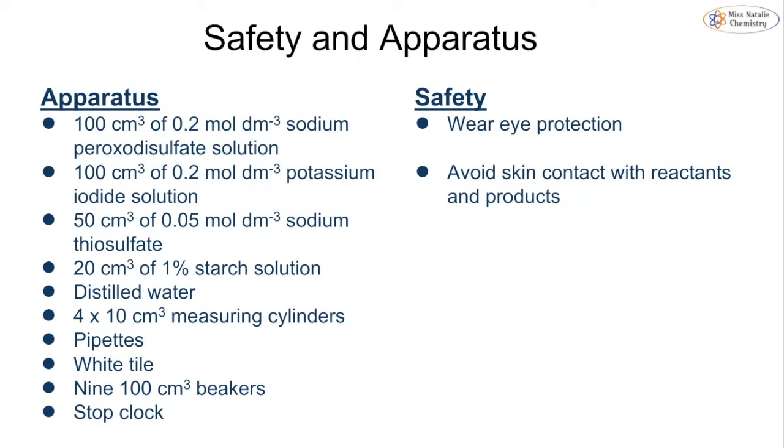So we're going to use a lot of the same overall apparatus as the titrimetric method, because we're using the same chemicals. So we have our sodium peroxodisulfate, our potassium iodide, sodium thiosulfate, our starch. This time though, we're going to be using measuring cylinders, pipettes, and we're going to be using 9 beakers. We have 9 different solutions that we would use here. And safety-wise, of course, eye protection and making sure to avoid skin contact.